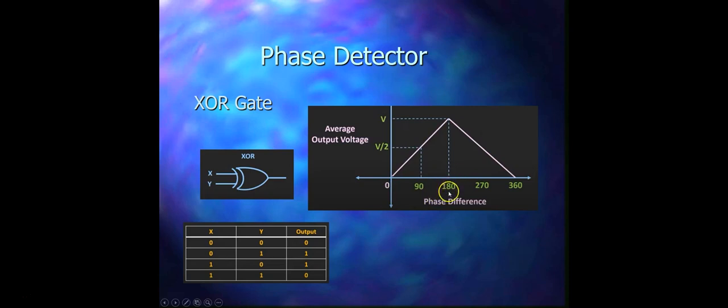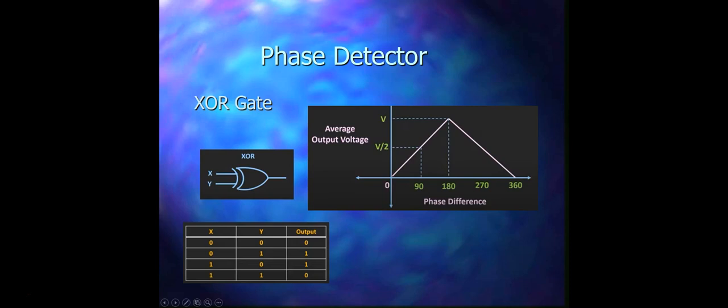Now ideally the phase detector should provide a linear phase relationship even after 180 degrees, which means from 0 to 360 degrees. But in the XOR phase detector, as the phase difference increases beyond 180 degrees, the average output voltage will start reducing. Moreover, it is difficult to identify which signal is actually leading or lagging. For example, irrespective of whether input signal V1 is leading or lagging V2 by 90 degrees, we get the same output waveform.